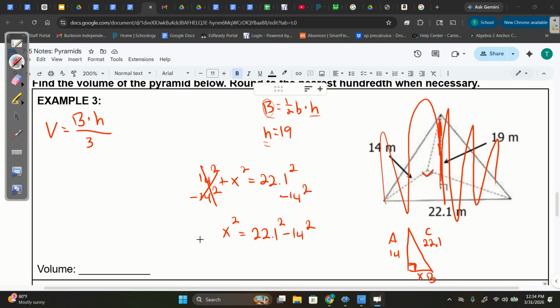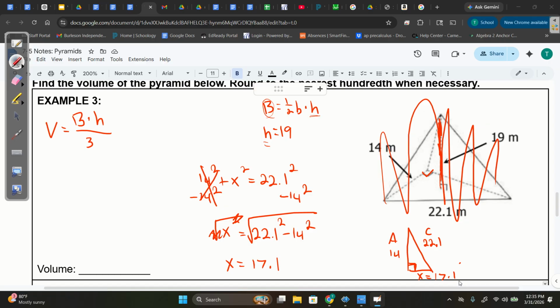I still have x squared though. To get rid of the square, I need to square root both sides. That cancels out the square, leaving me just an x. And then, whenever I plug that into the calculator, I should get 17.1. So, the base of my triangle is 17.1.